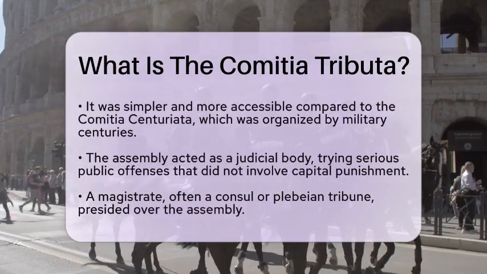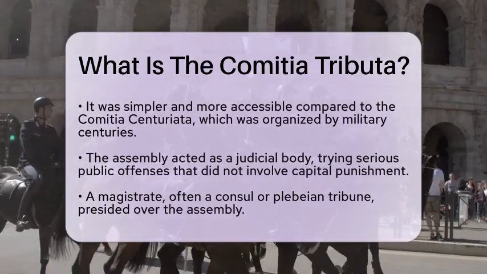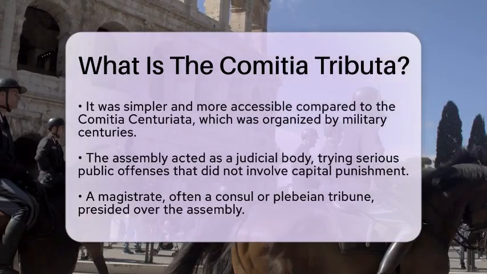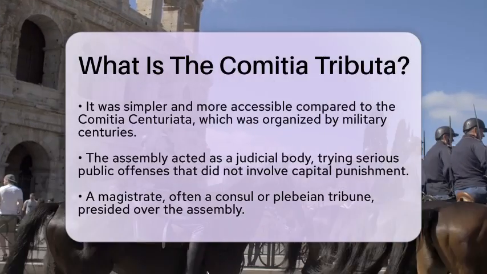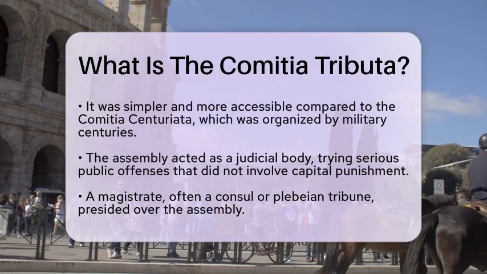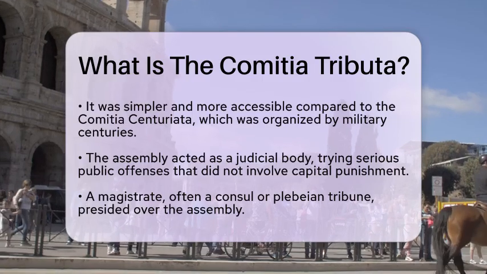Another function of the Comitia Tributa was to act as a judicial body. It tried serious public offenses that did not involve capital punishment. This gave citizens a role in the legal process, allowing them to participate in justice matters.